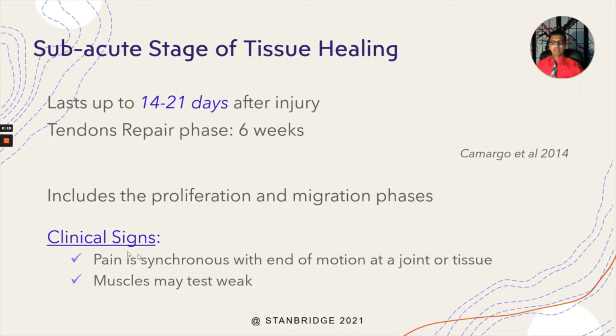But the key is the clinical sign of a subacute patient will be pain with end of motion at a joint or tissue. Remember, in the acute phase, they have pain even before you get to end range, or they might have spasms. Subacute is that pain is synchronous with pain at end range, and the muscles may test weak. In the acute phase, we don't even do muscle testing because they might be in so much pain there.